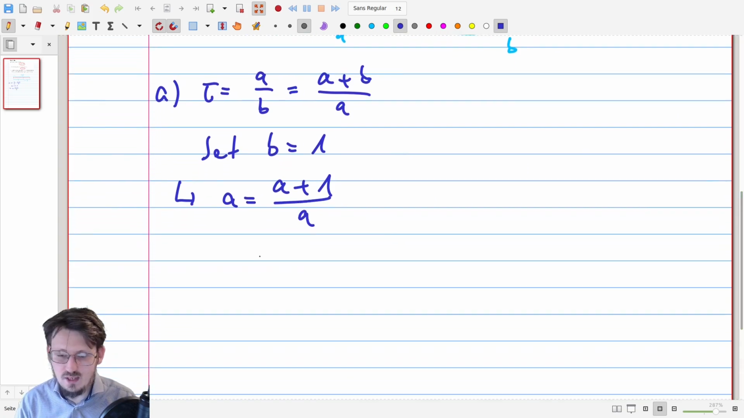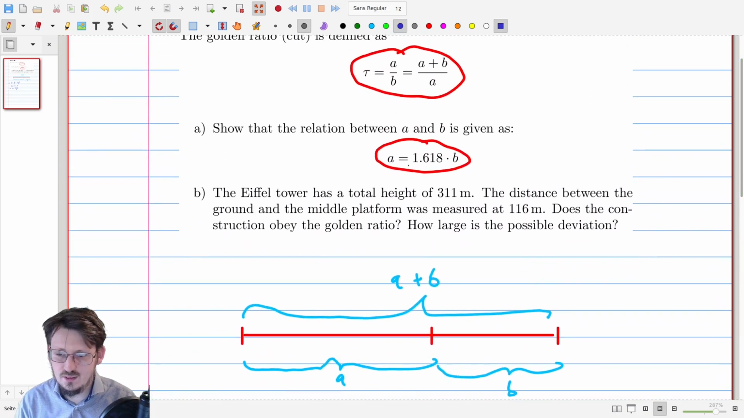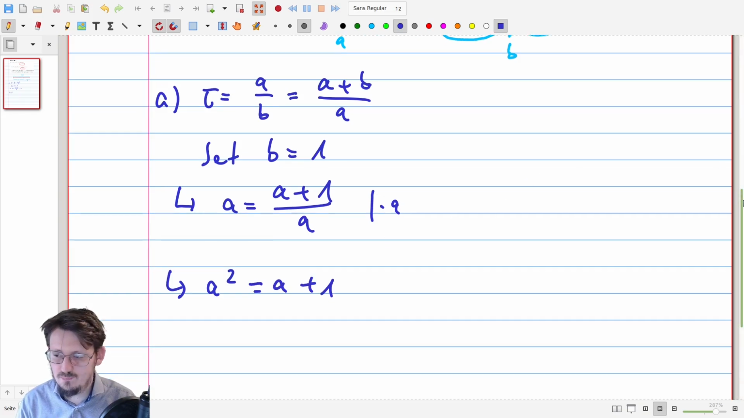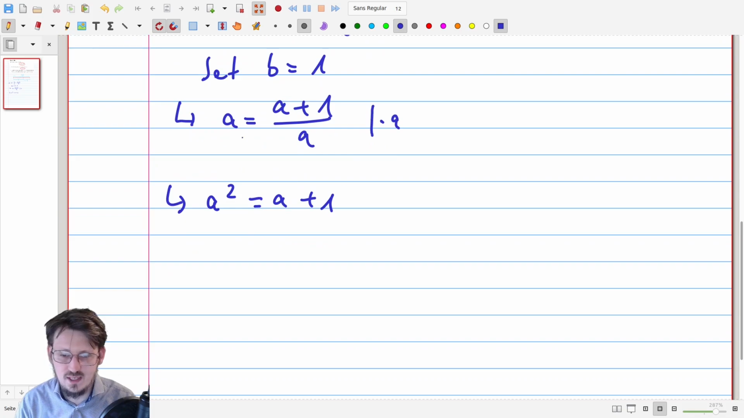So now we have to solve this for a in order to show that this relation here is true. So what we do, we multiply this whole equation with a, and this leads to a squared equals a plus 1. Until now it's quite simple. We have not done anything else except bring this a to the other side. And now we can also subtract both sides with a to get this a to that side here, and then also subtract 1.